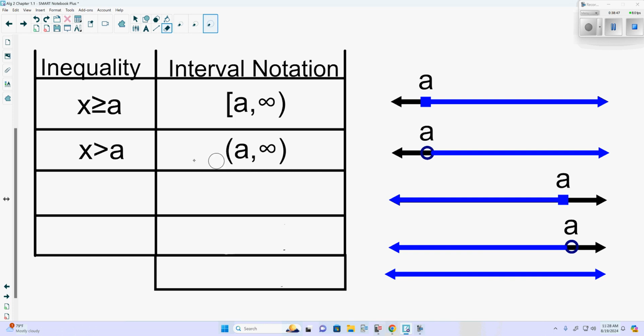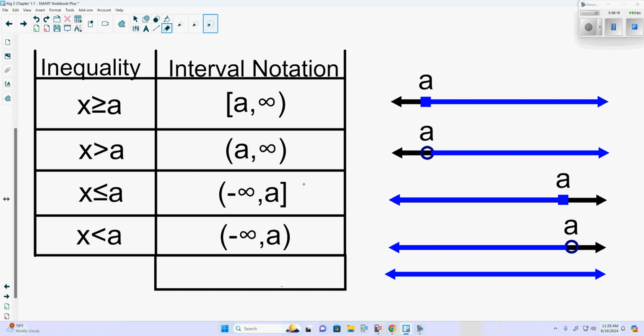And we'll go on and look at these last two here. X is less than or equal to a, and x is less than a. So we have negative infinity, parentheses, negative infinity, comma a, negative infinity, comma a, parentheses. So again, if we are going to have parentheses, it means it's not included. We have brackets if it is.